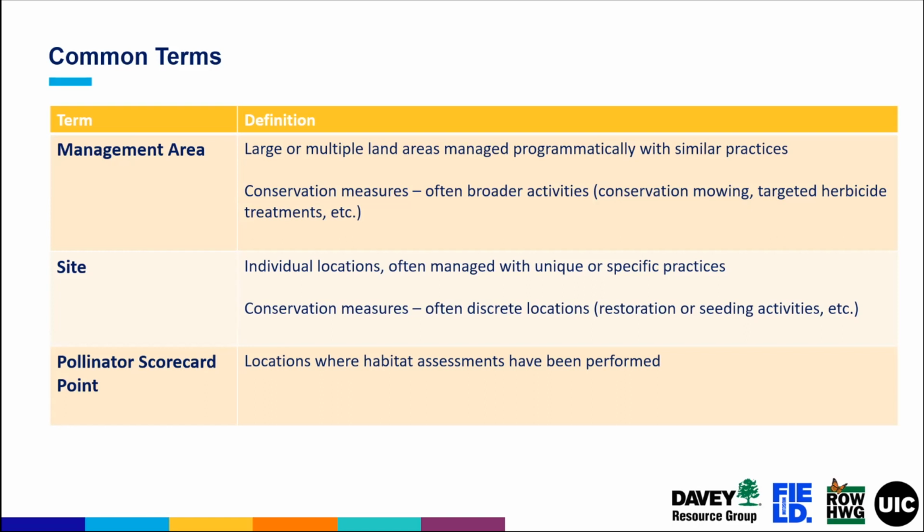And then our pollinator scorecard points are where you're taking monitoring locations. So if you're using the Rights-of-Way as Habitat Working Group pollinator scorecard or another scorecard or monitoring assessment tool that can collect monitoring data about the habitat quality, all of that can be stored as a pinpoint in the database, as a monitoring point or scorecard point.